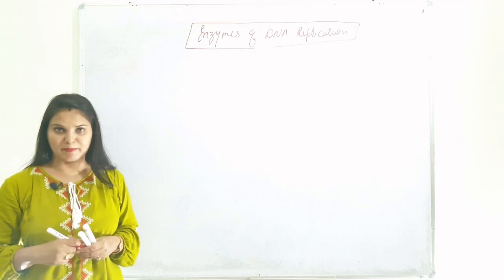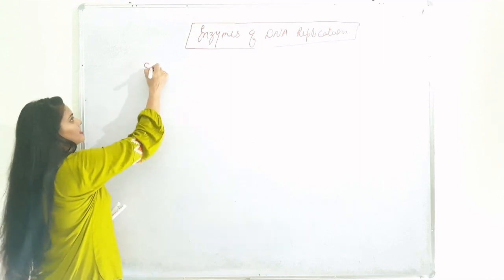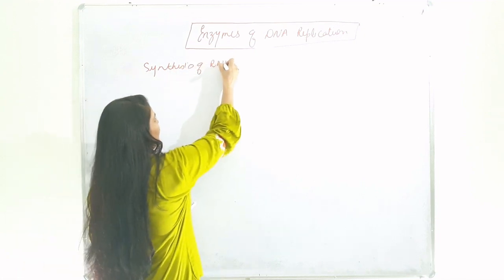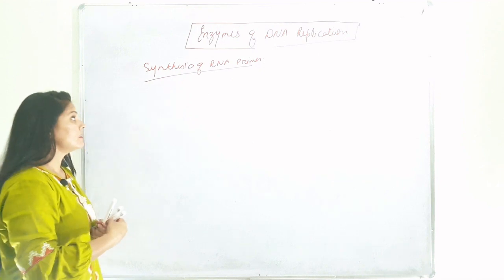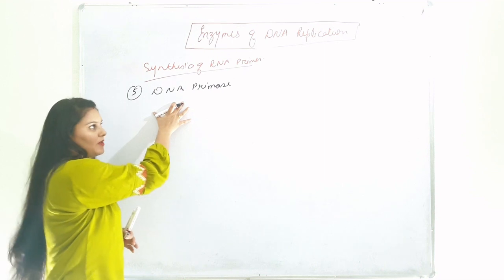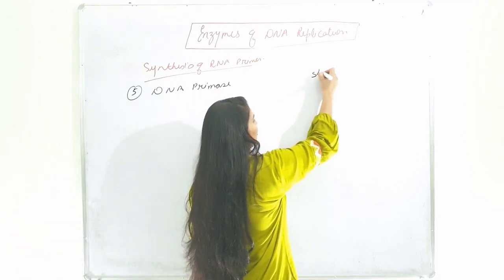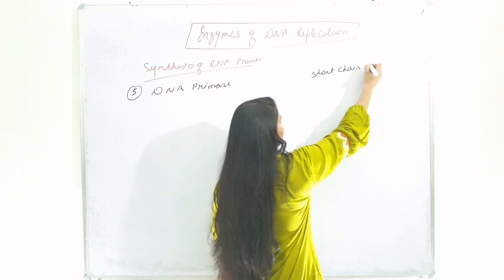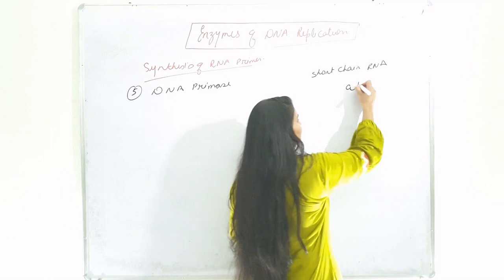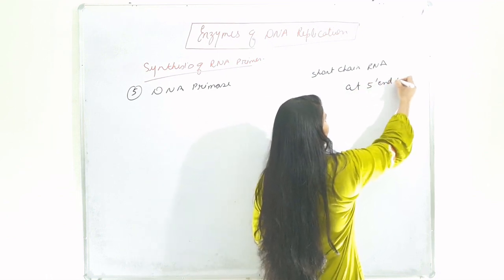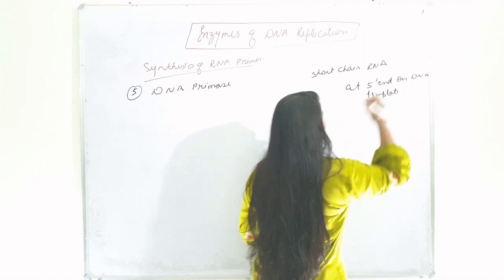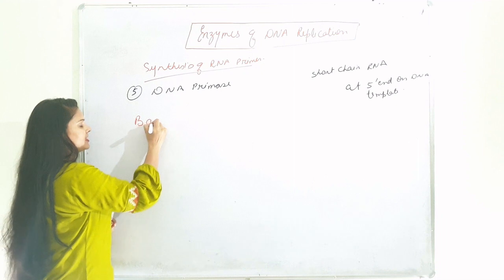And after the formation of the replication fork, the next step is synthesis of RNA primer, and this is done by the enzyme DNA primase. This DNA primase forms a short chain of RNA primer, a short chain of RNA on a DNA template at 5' end. And after this comes the step of base pairing.